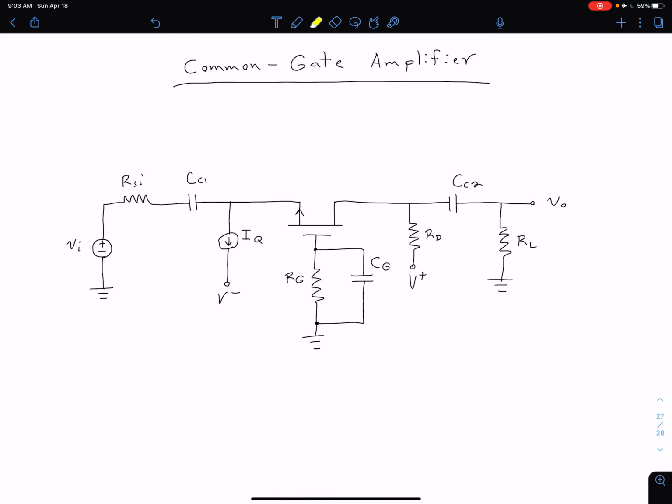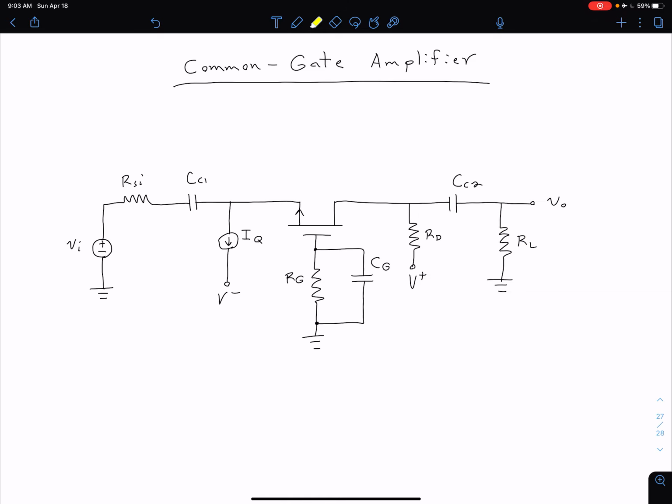We also have these coupling capacitors CC1 and CC2, which are acting like short circuits to AC signals and open circuits to DC signals. And so we've seen the CC1 before connecting our input, but something a little bit different now is we've included this load resistor R sub L, which again is capacitively coupled with this CC2.